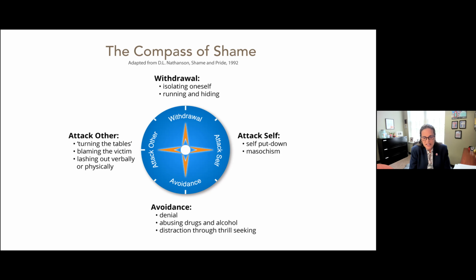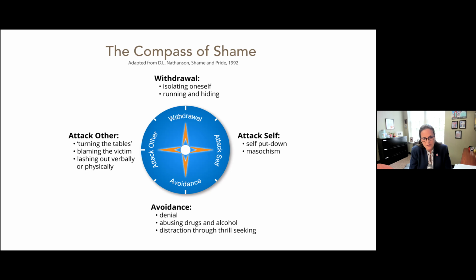Another pathway is the attack self pathway. This is usually with repeated shame. This would be like putting themselves down. I'm not good enough. I can't do this. Or to extreme effects, sometimes there's cutting or things like that with severe types of experiences with shame.